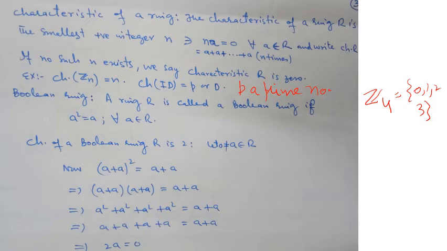A ring R is called a Boolean ring if a square equals a for all a in R. So whenever a square equals a, we say that a is idempotent. So if every element of a ring is idempotent, we say the ring is Boolean. So a square equals a for all a in R means a is idempotent.